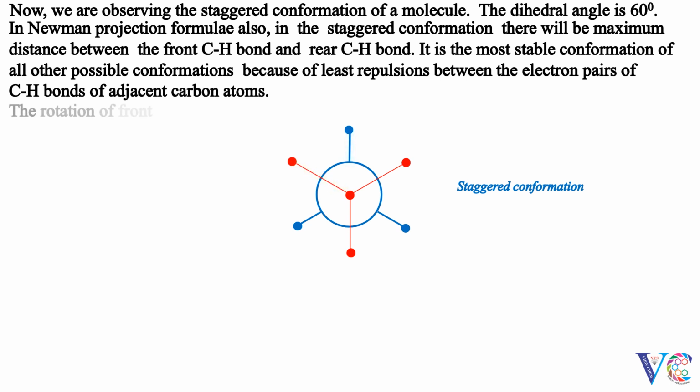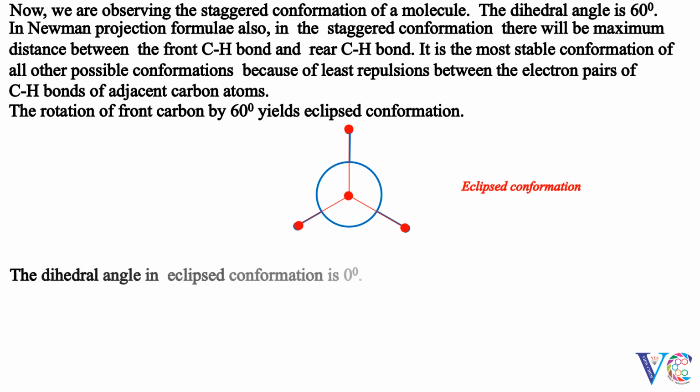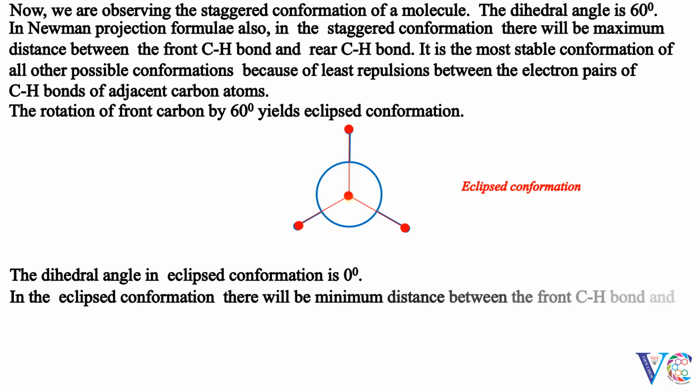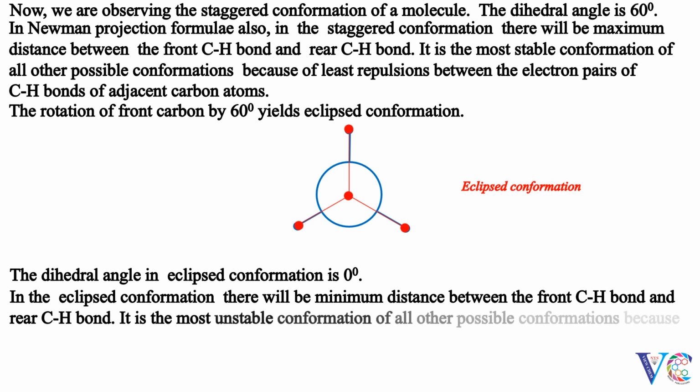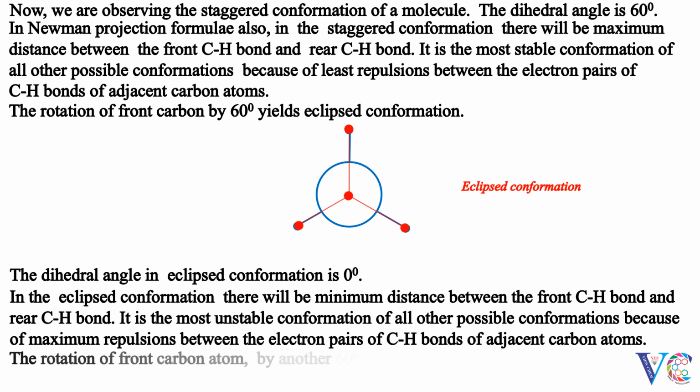The rotation of the front carbon atom by 60 degrees yields eclipse conformation. The dihedral angle in eclipsed conformation is 0 degrees. In the eclipsed conformation, there will be minimum distance between the front CH bond and rear CH bond. It is the most unstable conformation of all other possible conformations, because of maximum repulsions between the electron pairs of CH bonds of adjacent carbon atoms. The rotation of front carbon atom by another 60 degrees results in the formation of staggered conformation.